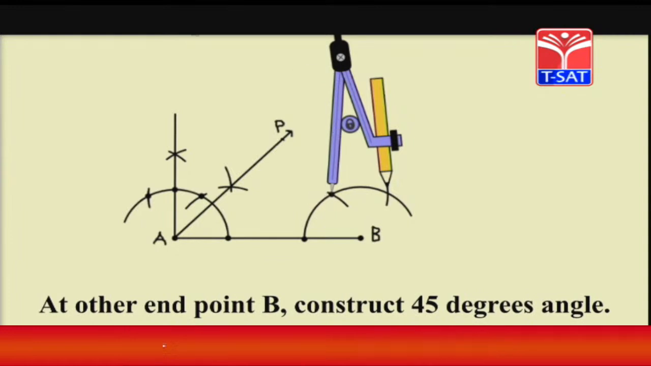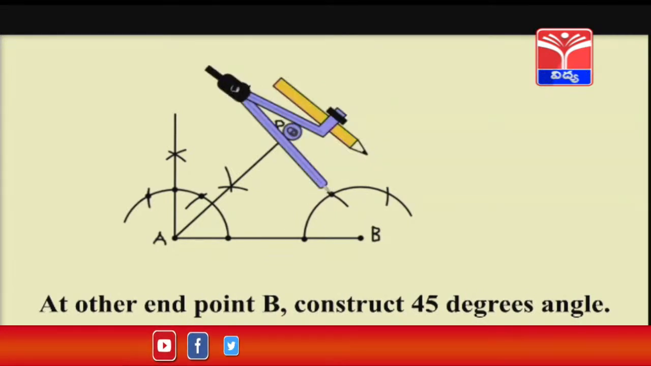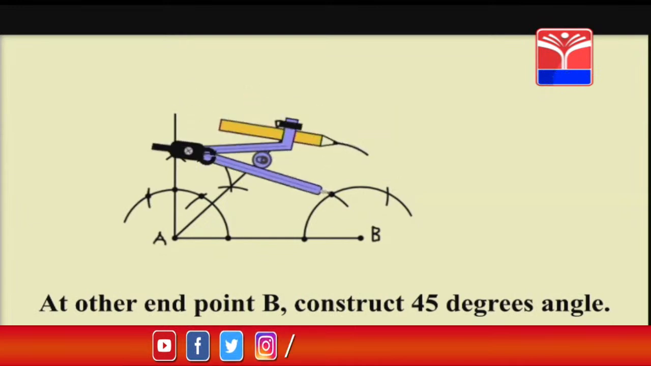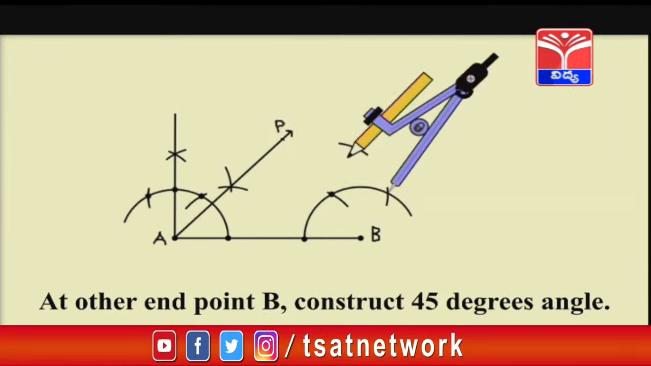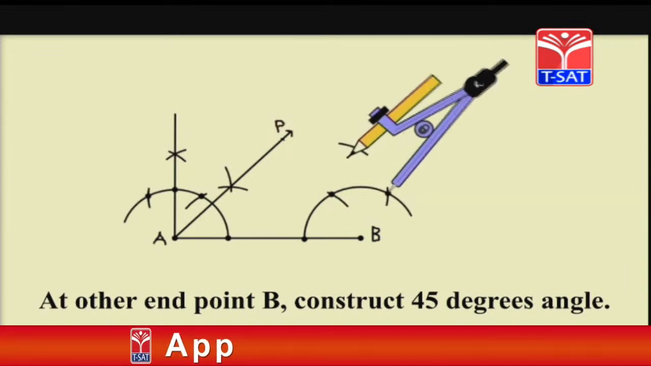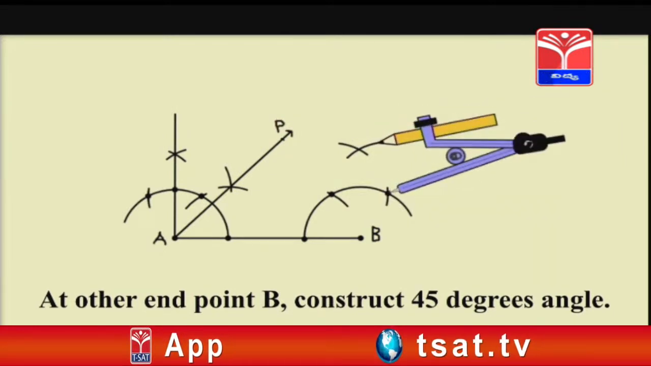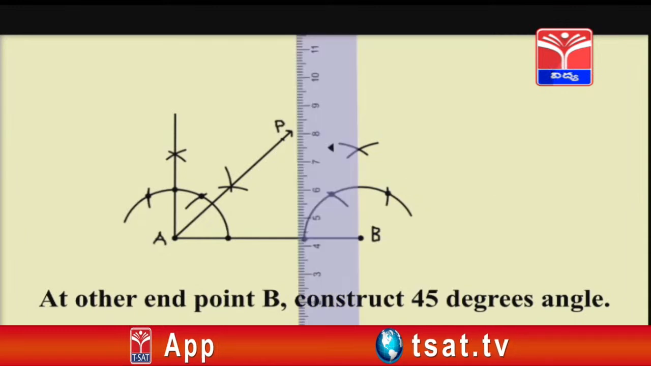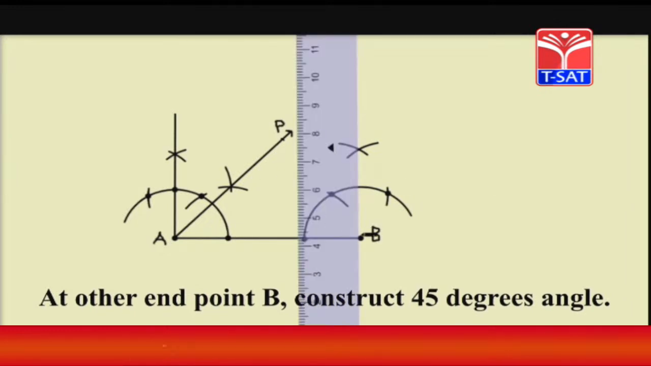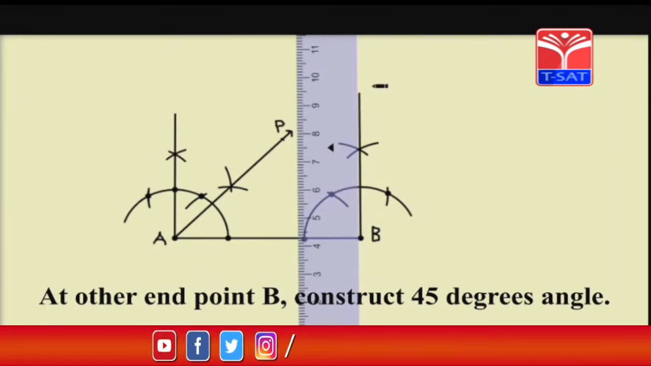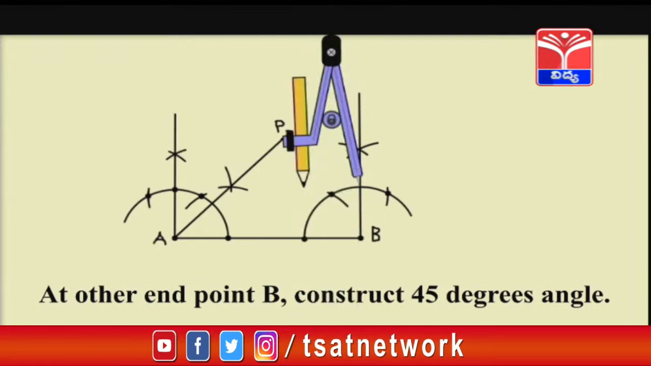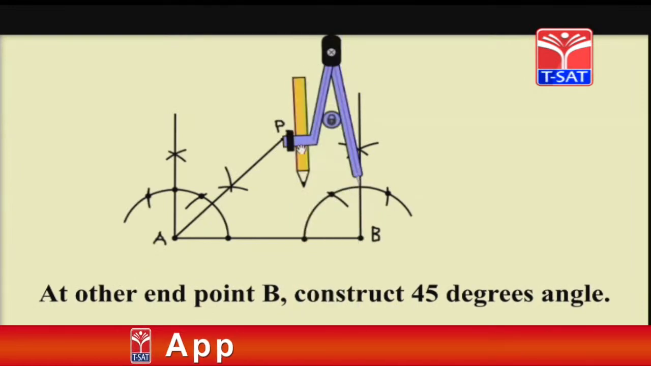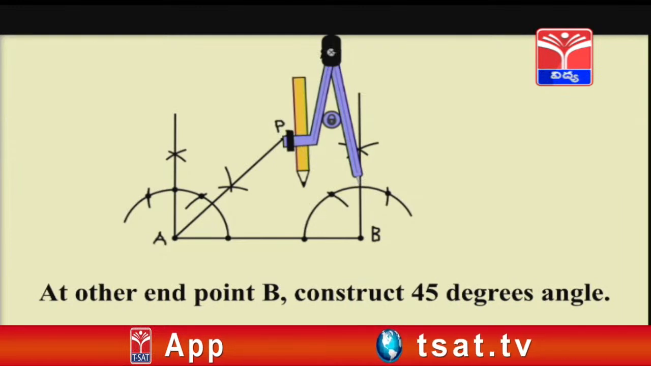So, adjust the compass and draw two more arcs such that they intersect. You can see both the arcs are going to intersect at this point. Now, we are going to join this point B and the point of intersection of arcs using a scale or a ruler. So, let us join that. Now, again there is one more 90 degrees angle formed at B. Again we need to bisect this 90 degrees angle at B, so that we get another 45 degrees.